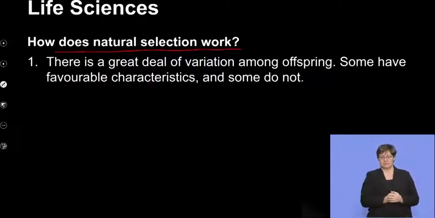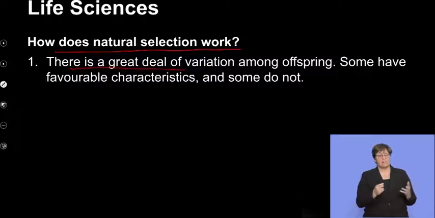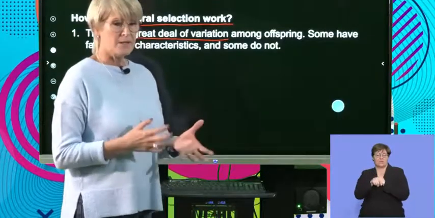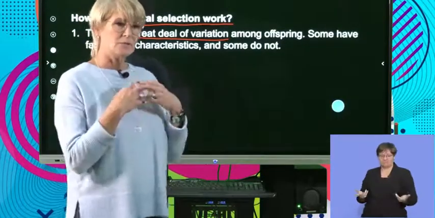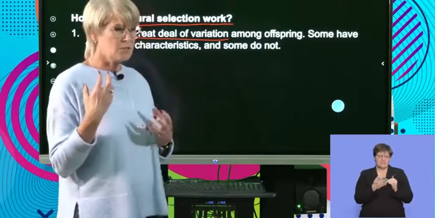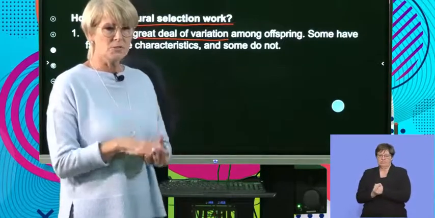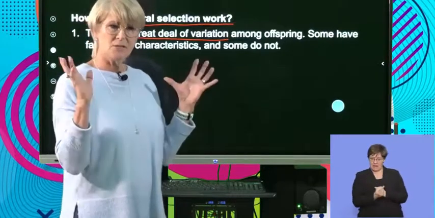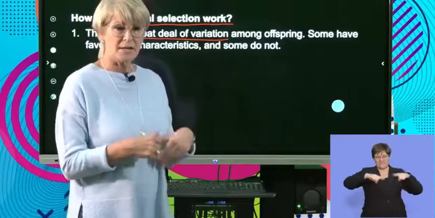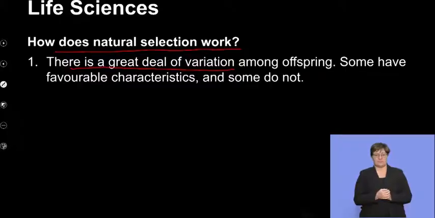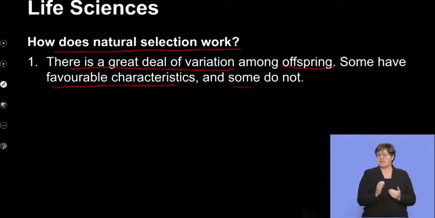Okay, let's look specifically. So we said initially there is a great deal of variation. There are lots of different forms or varieties in the offspring. They don't all look exactly the same. It was sexual reproduction in these organisms that took place, and we know as soon as sexual reproduction takes place, there's a lot of genetic variation that can happen. So there's variation in the offspring. Some have a favorable characteristic, and some do not.